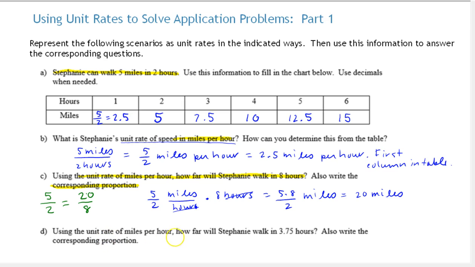Using the unit rate of miles per hour, how far will Stephanie walk in 3.75 hours? So let's use the decimal form. So 2.5 miles over hours times 3.75 hours. Again, I'm noticing the hours will cancel. So we have 2.5 times 3.75, and our units will be miles, so that's all lining up how we want.